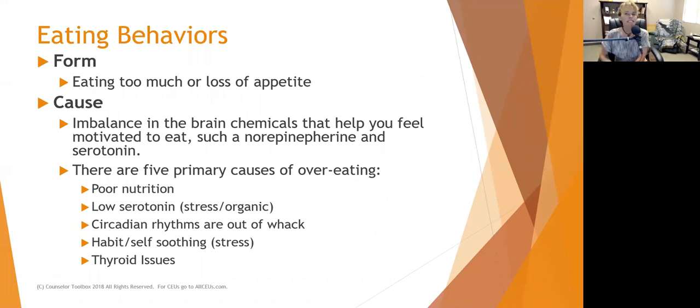The next symptom is eating behaviors. So people who eat too much or don't have an appetite at all. And depending on the person, some people get depressed and they just eat like crazy because they're trying to feel better. And in our society, think about it.